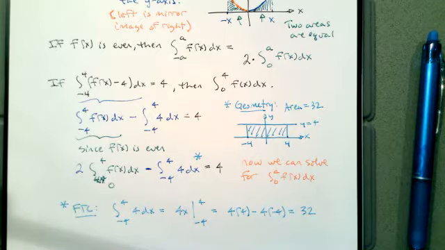So 2 times the thing we're looking for, minus 32, is equal to 4. So the thing that we're looking for is 18. Any questions?